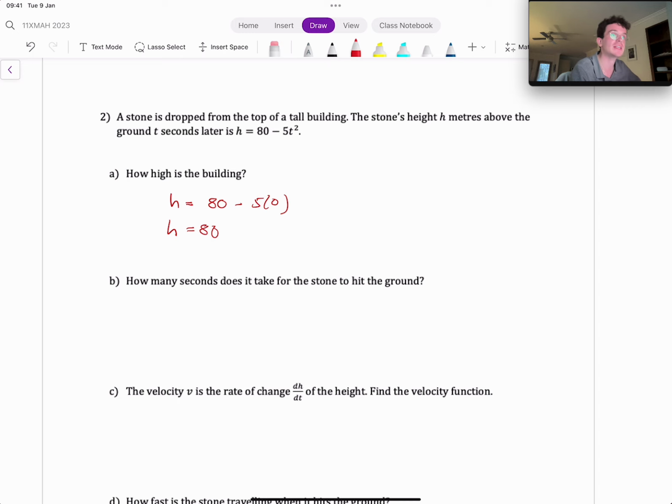How many seconds does it take to hit the ground? Well, it hits the ground when your height is 0. So 0 is equal to 80 minus 5t squared. So solving that, you'll get plus or minus 4. So therefore, t is equal to 4 seconds as t is greater than 0.